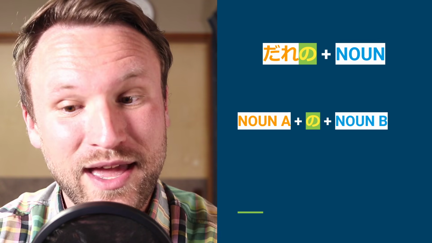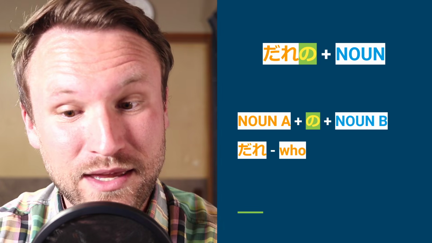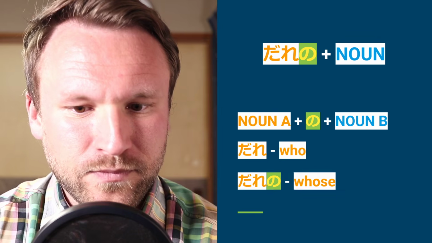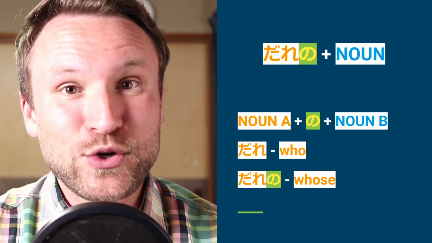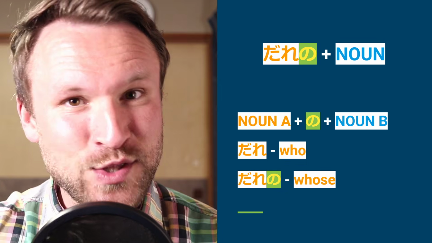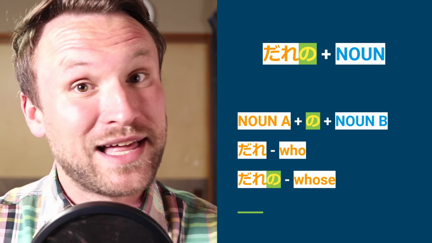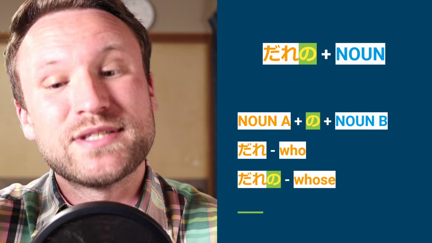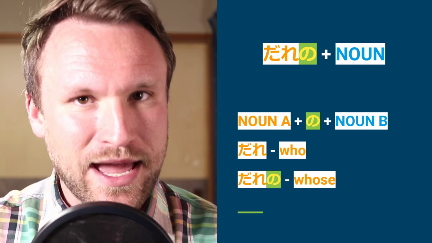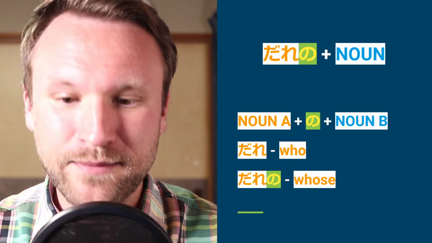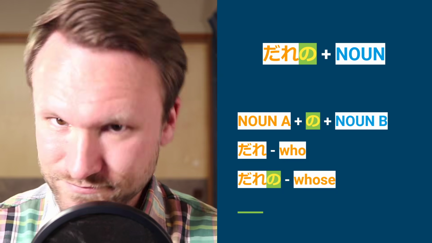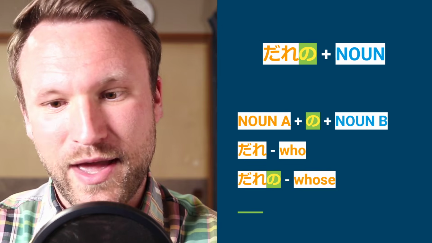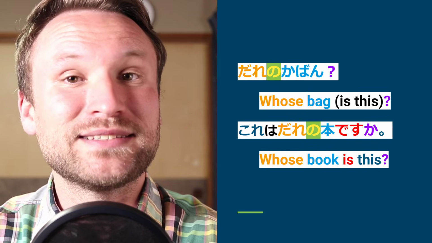You'll notice we have noun A plus no plus noun B. Now, the word dare means who. Dare no means whose. So this no particle is the possessive that we covered last week. Attached to dare, it becomes "whose thing". Dare is the first noun in that same exact formula that we covered in lesson 1. So that makes dare no a little bit more simple. Dare no noun. Okay. So now that we've got that, let's go over some examples.